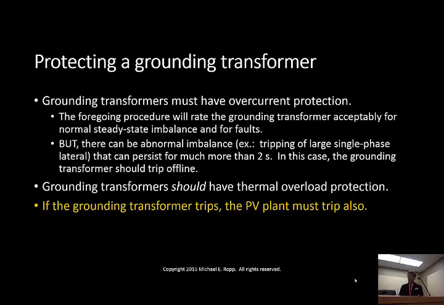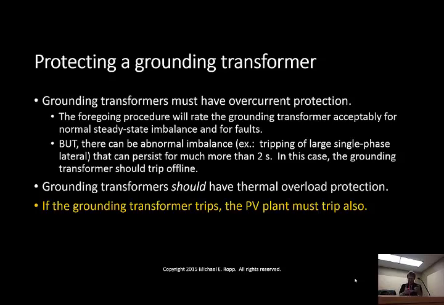So for quite a long period of time, I might actually have an overcurrent condition where the grounding transformer is just not sized for that. So you have to protect the grounding transformer against that. And what you do for that is just standard time inverse current overcurrent protection. The thing that makes this a little more complicated is that if I trip the grounding transformer, I also have to trip the PV plant. The reason, of course, is that the whole reason the grounding transformer is there is because I have this ungrounded source. If I take away the grounding transformer, I've got to take away the ungrounded source.